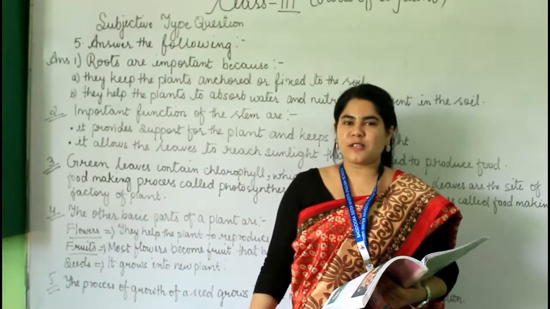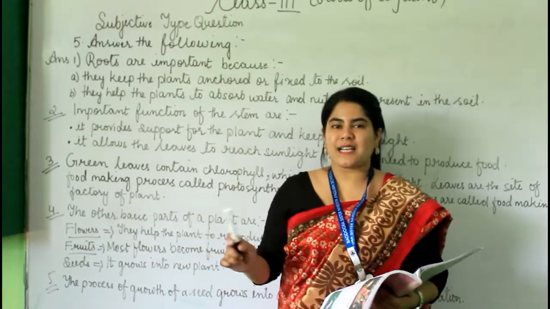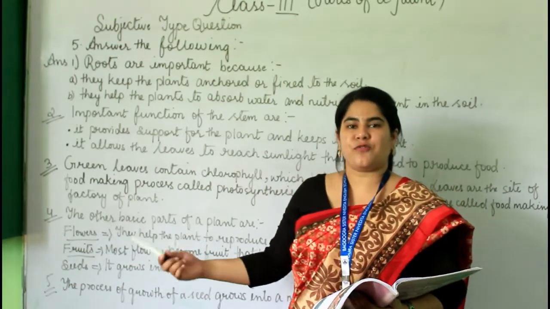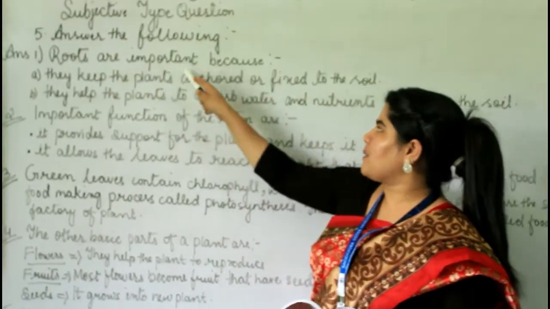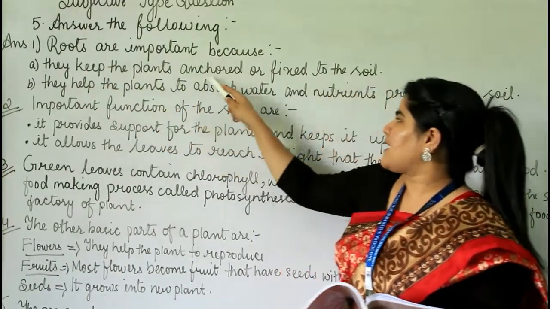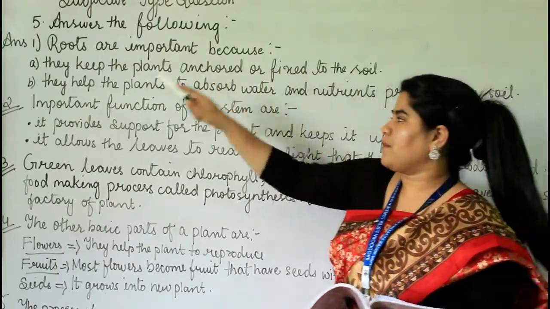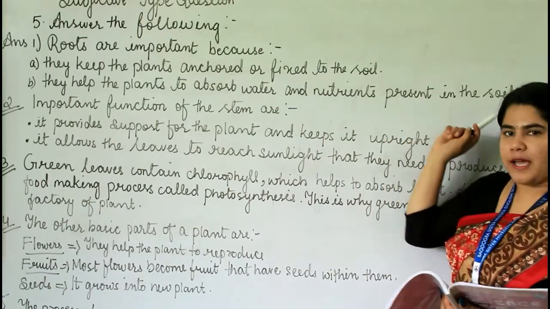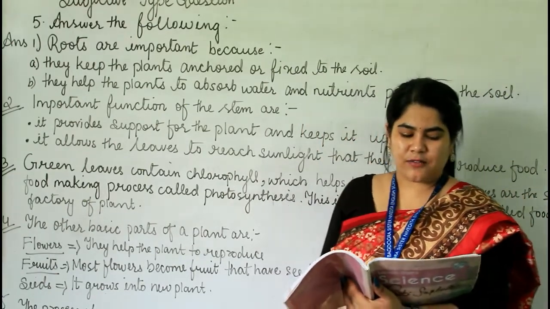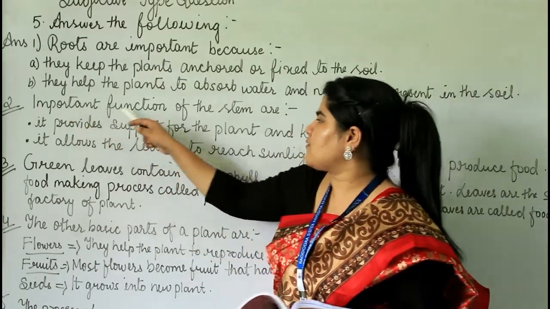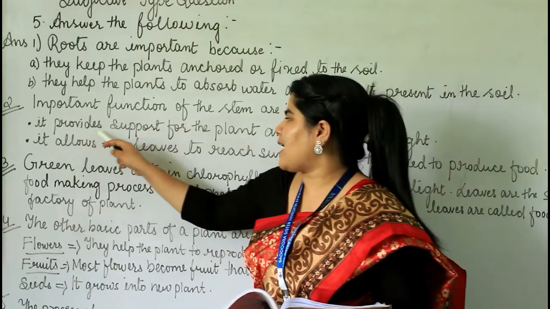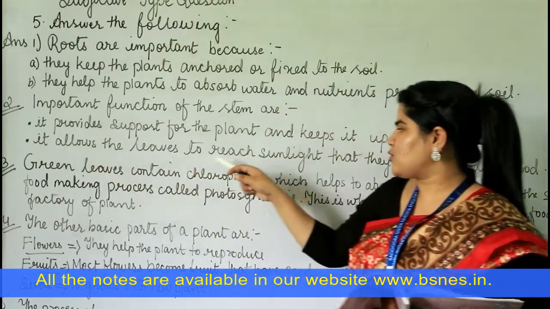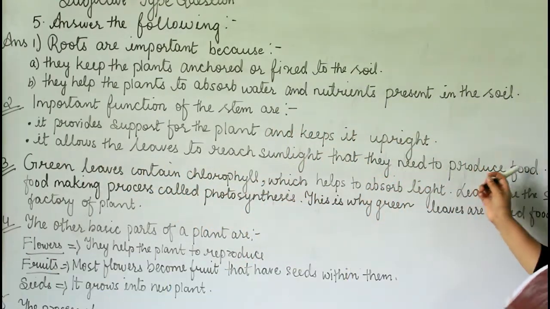So students, now we will do subjective type questions, but you have to write the answers in your exercise book. So the first question, how are roots important for a plant? Roots are important because they keep the plants anchored or fixed to the soil. Number B, they help the plants to absorb water and nutrients present in the soil. Second question, what functions does a stem have? Important functions of the stem are, it provides support for the plant and keeps it upright. Second, it allows the leaves to reach sunlight that they need to produce food.